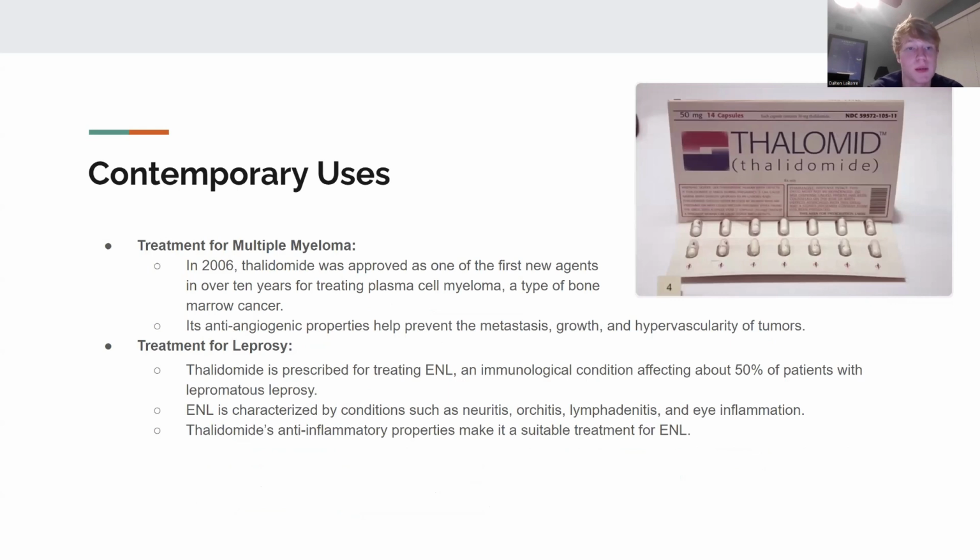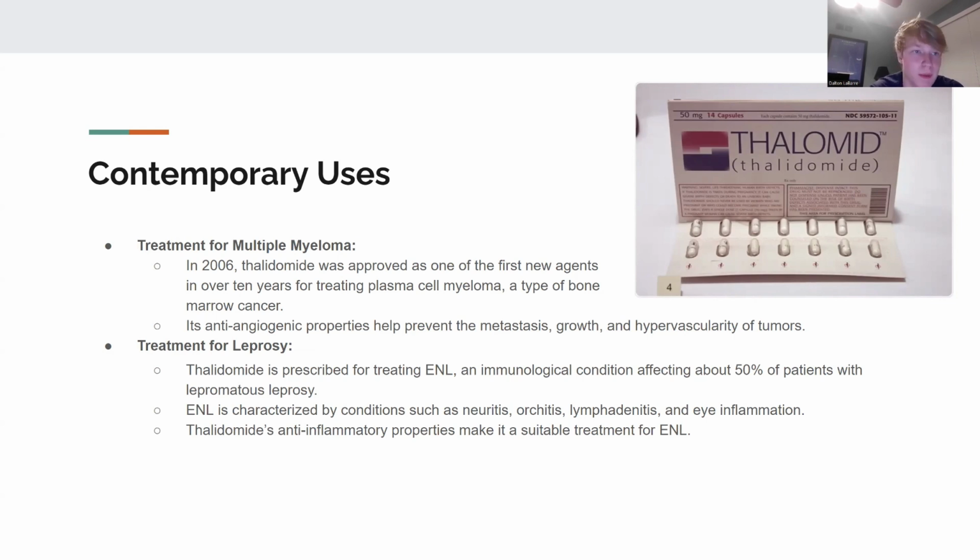So that takes us to contemporary uses. So it's used as a treatment for multiple myeloma. In 2006, thalidomide was approved as one of the first new agents in over 10 years for treating plasma cell myeloma, which is a type of bone marrow cancer, due to its angiogenesis effects. Its anti-angiogenic properties helped to prevent metastasis, which is cancer spreading between different organs, and the growth and hypervascularity of tumors.